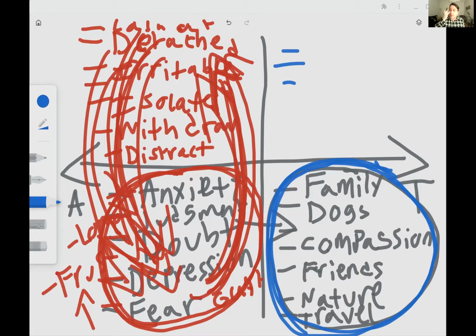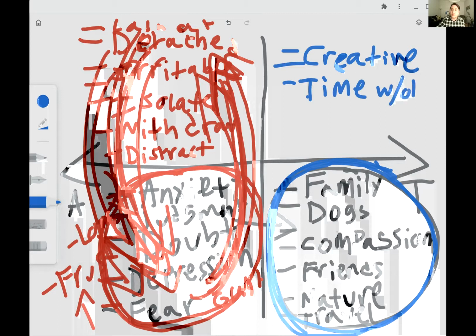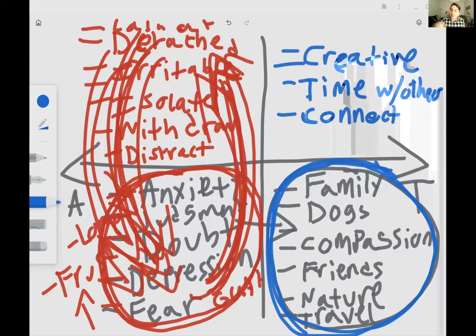Being creative, quality time with others, setting boundaries. Connect with people over Zoom. Call or text anyone in my bubble to go on a walk or just connect. Wonderful.